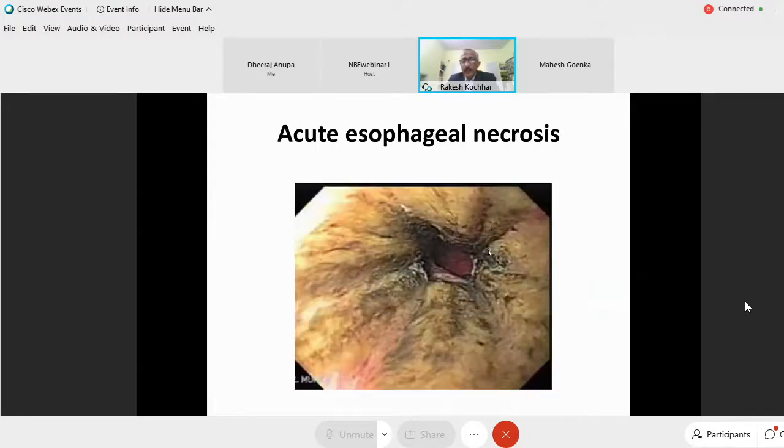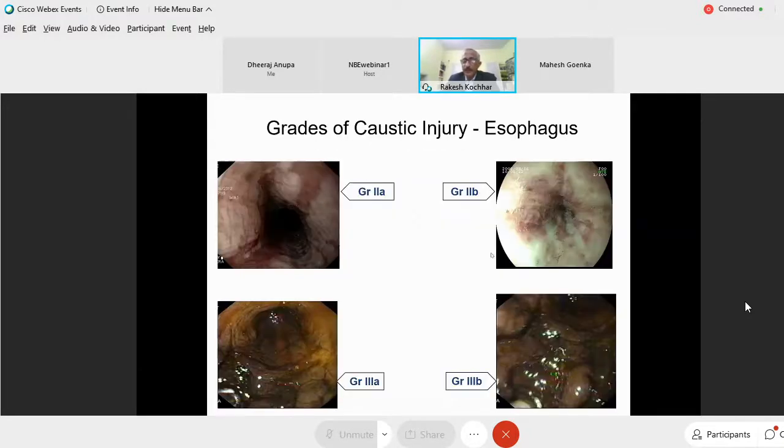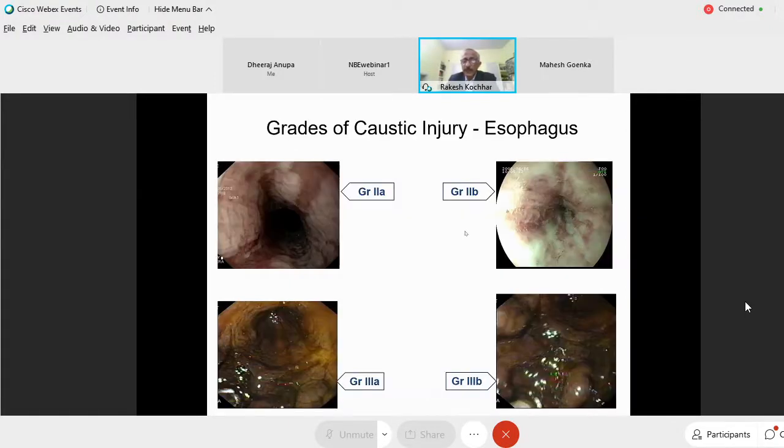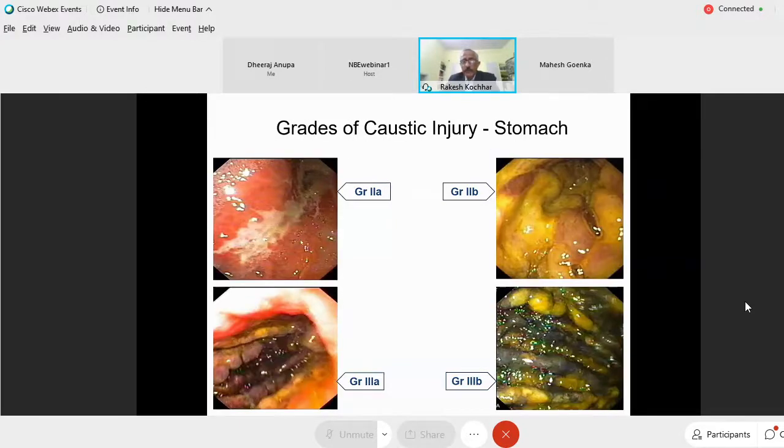Now, what is the classification of corrosive injury to the esophagus? You have grade 1, 2, and 3. Grade 1 is just hyperemia. Grade 2 is ulceration. Grade 3 is necrosis. So 2A is when there are scattered ulcers. 2B is when there are confluent ulcers. 3A is when there is scattered charring. 3B is when there is confluent charring. So that was the esophagus. In the stomach, scattered ulcers 2A, confluent ulcers 2B, scattered charring 3A, and confluent charring 3B.